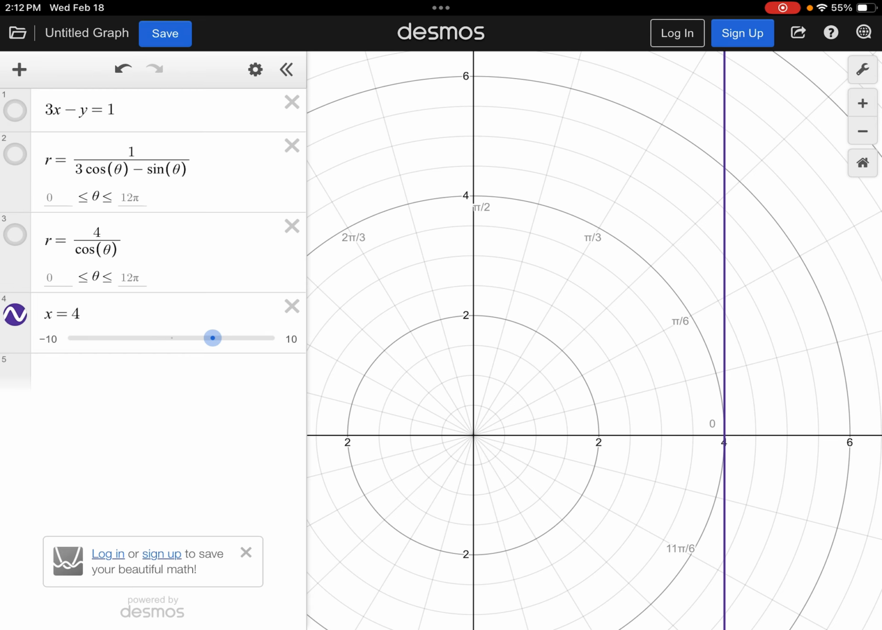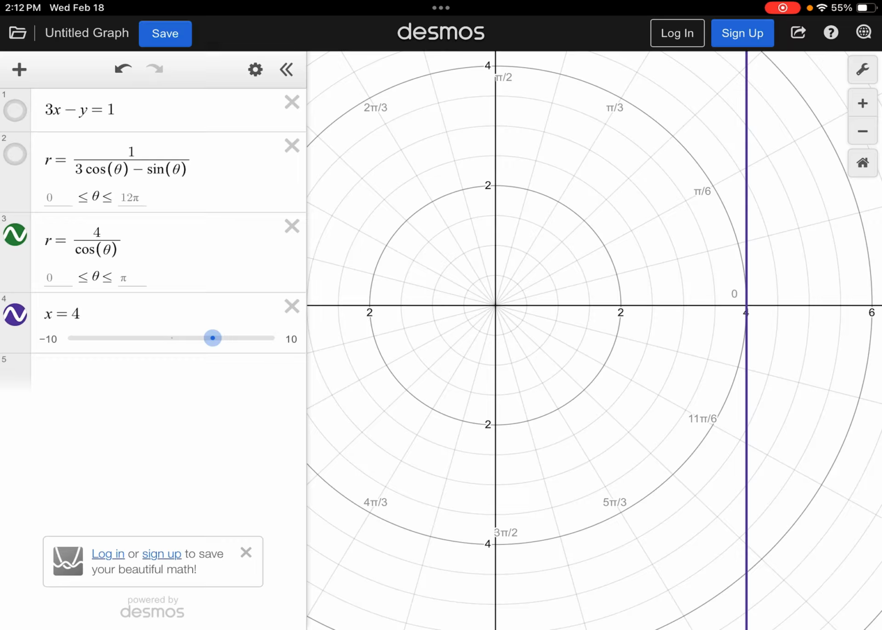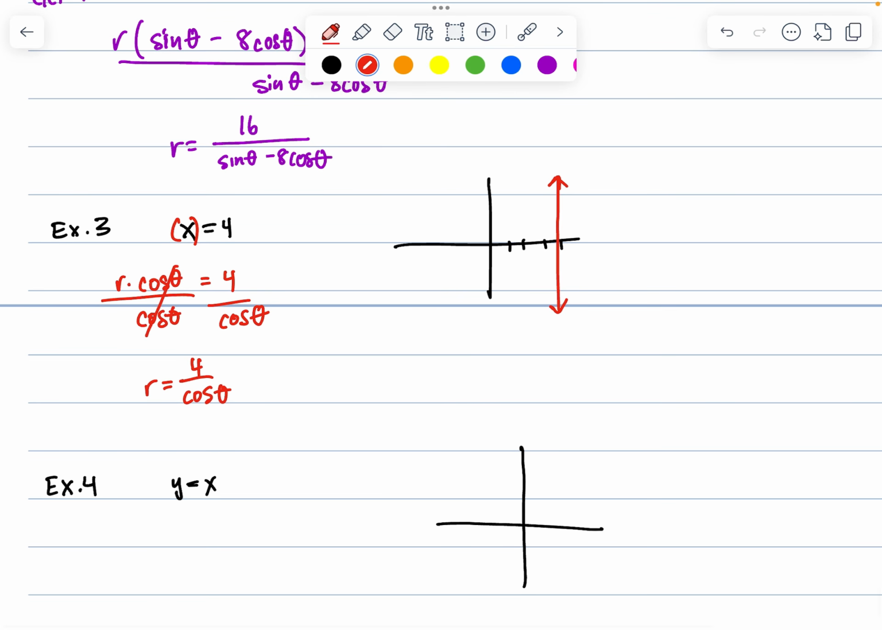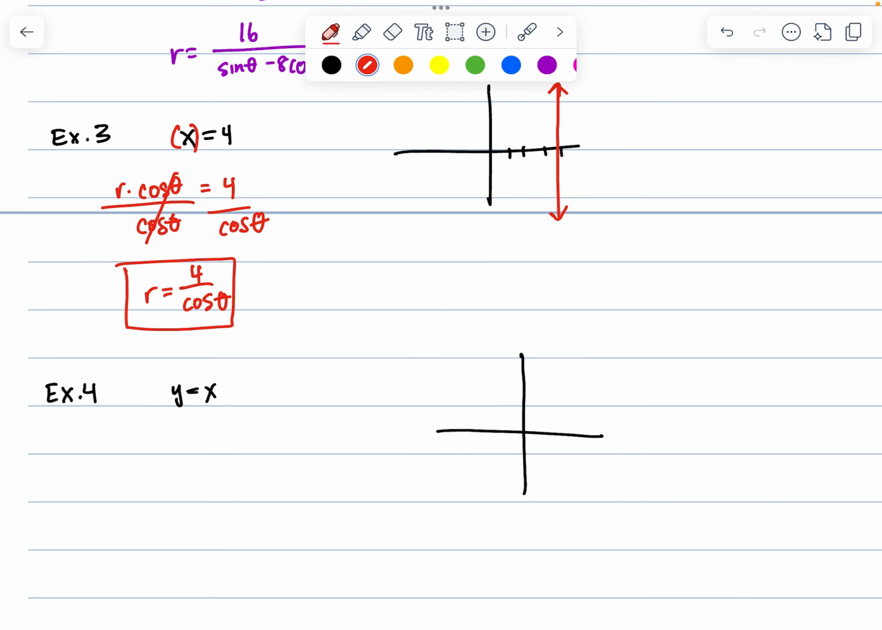Here's x is equal to 4. As we mentioned, I'm going to keep this in polar. It's no different. And then if I show the r is equal to 4 over cosine theta, we get the exact same graph. Okay? So, back to Notability. We are done once we have it in the polar form. R is by itself.